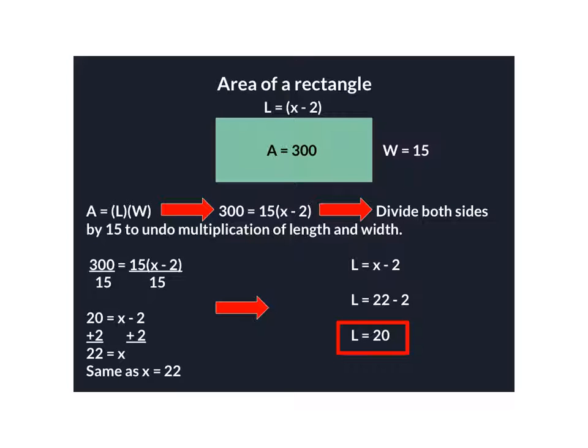All right, area of a rectangle problems are very straightforward. For a rectangle, we have a length right here, and we've also got the same length right here. Then we have the width here, and that would also be the width here. A rectangle has two lengths that are the same, and also has two widths that are the same.